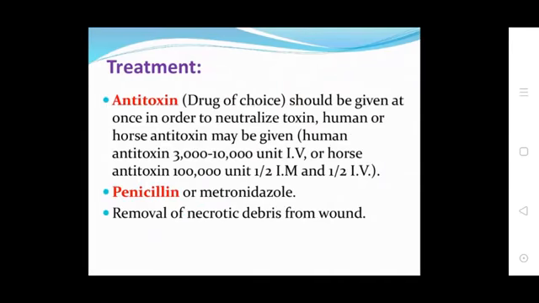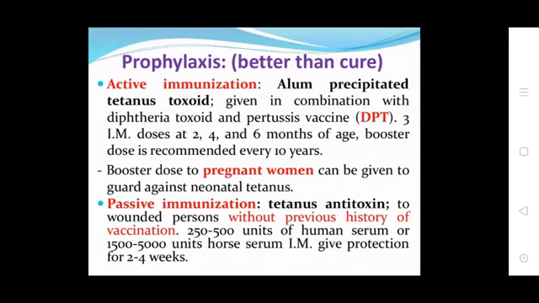Treatment. Antitoxin is the drug of choice and should be given to neutralize toxins. Human or horse antitoxin can be given. Human antitoxin: 3000 to 10,000 units IV. Horse antitoxin: 1 lakh units, half IM and half IV. Penicillin and metronidazole, and removal of necrotic debris from the wound.